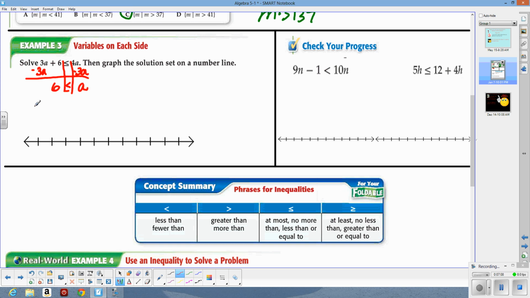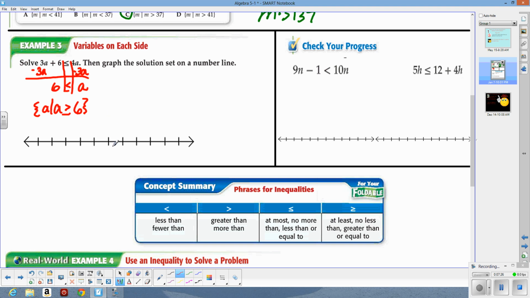Now to put that into set builder notation, we're talking about all the real numbers a such that a is greater than or equal to 6. Remember, when we flip these two things around, we have to also flip the inequality symbol around.